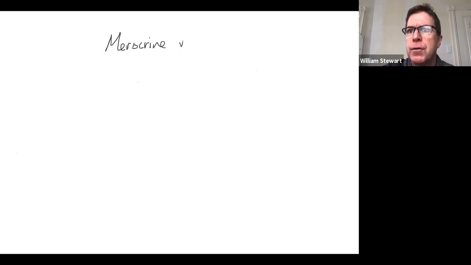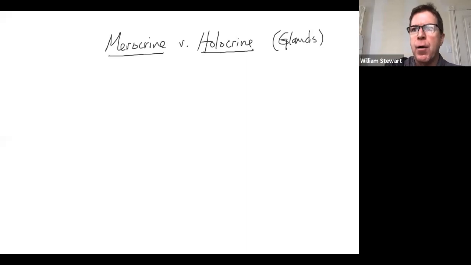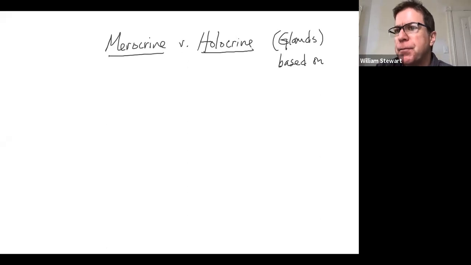Before I leave glands altogether, two terms I want you to know: merocrine versus holocrine. We use these terms to describe glands. And it's based not on the structure of the gland or how many cells are in the gland, but it's based strictly on the type of secretion.